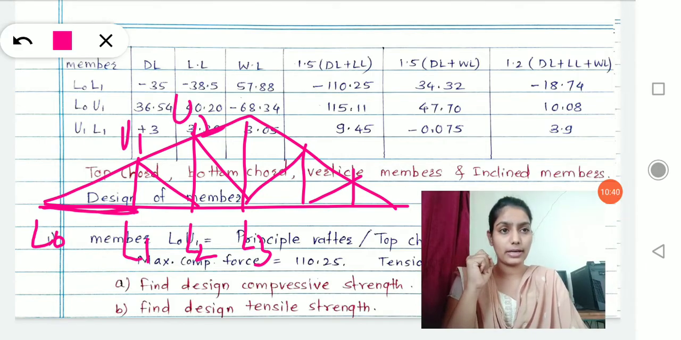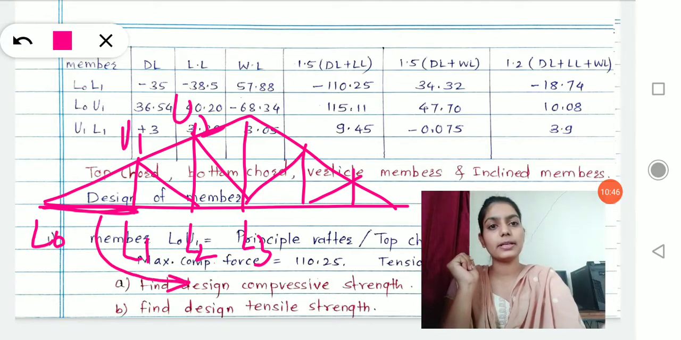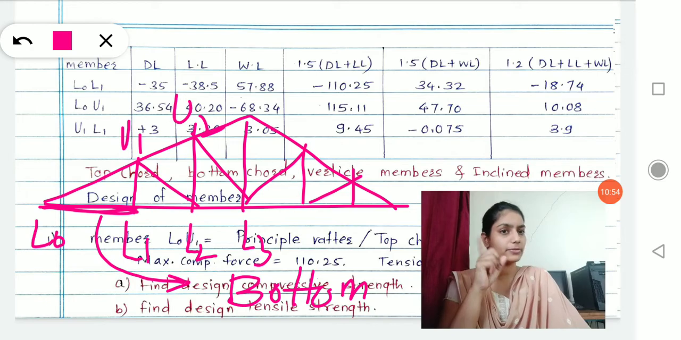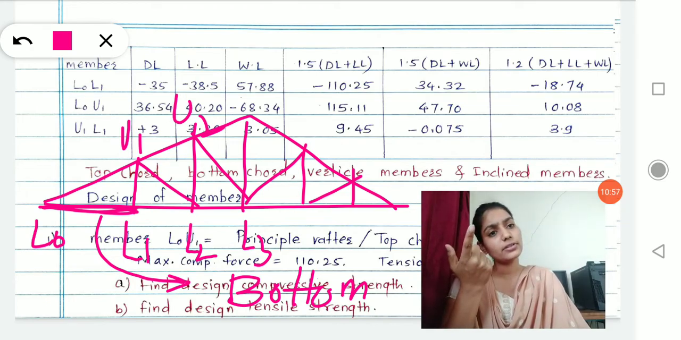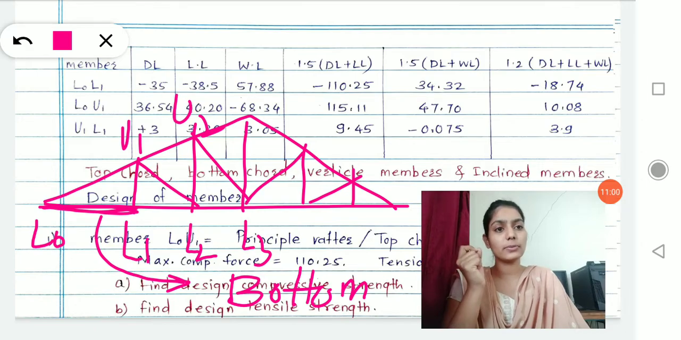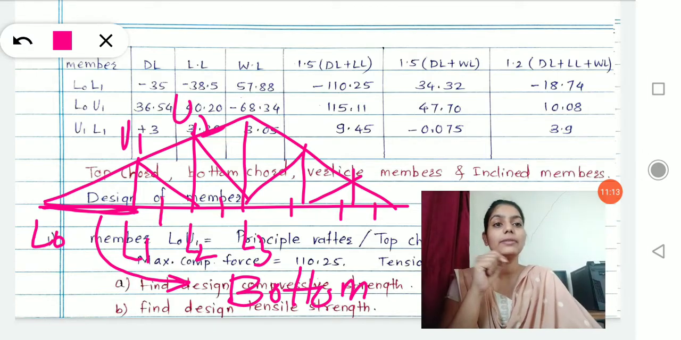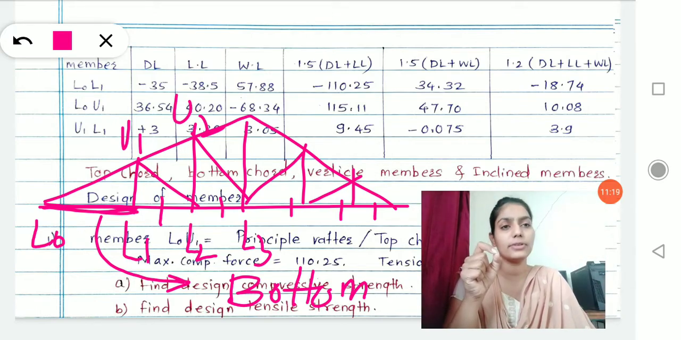Why did I choose that member first of all? That is a bottom chord member. You can classify it as a bottom chord member. First thing is clear. Now, is it a compression member or a tensile member? That is the next question. Is it carrying compression or tension? So we can look at the load combinations. There are many bottom members, 1, 2, 3, 4, 5. We have 5 more bottom members and we have only selected L0 L1 from here.